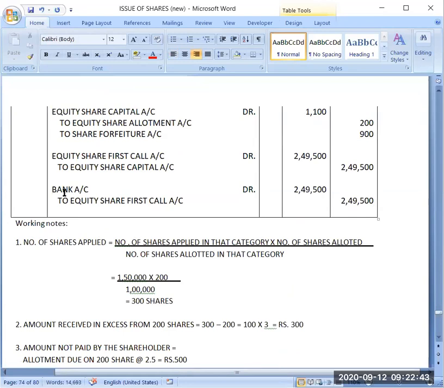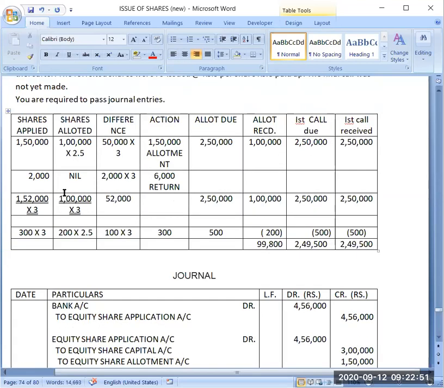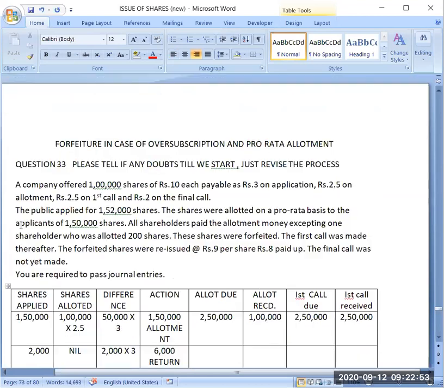Yes, please. So this way, this question is completed. We have reissued also these shares. That reissue part is also to be done. Now see the reissue part. What is it saying? The forfeited shares were reissued at the rate of rupees 9 per share for rupees 8 paid up. At the rate of rupees 9 per share, rupees 8 paid up.